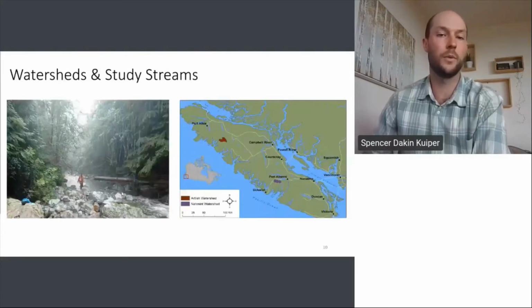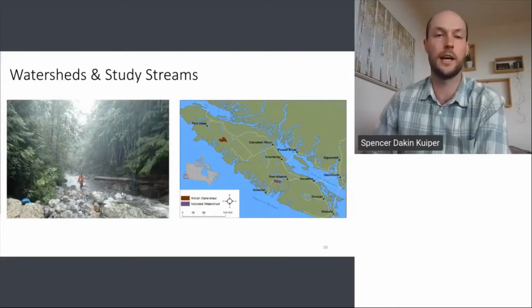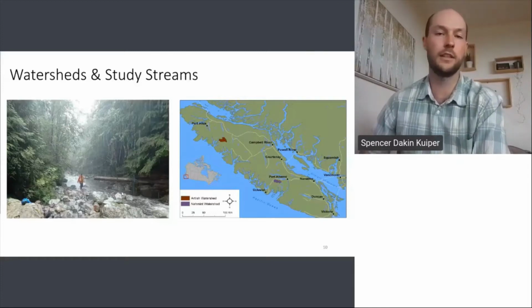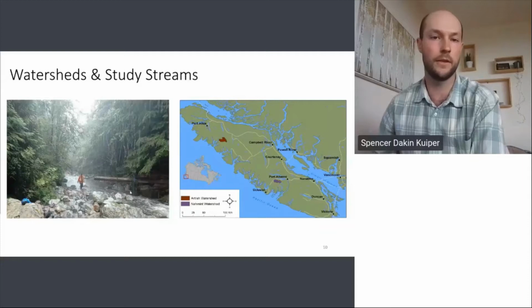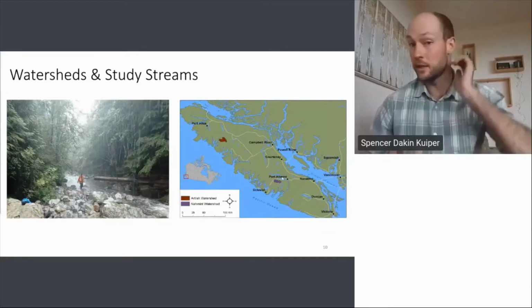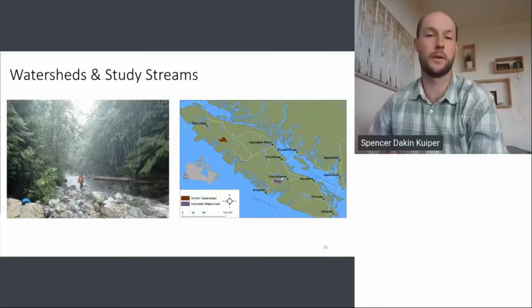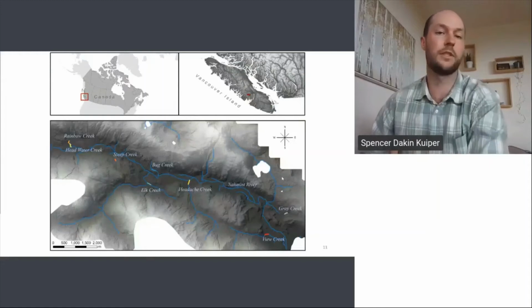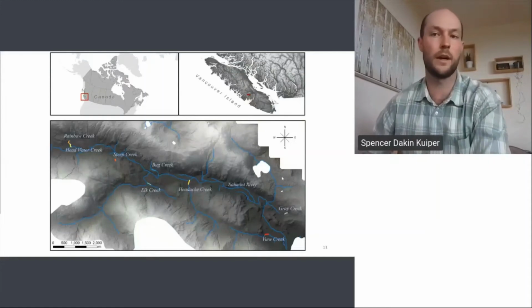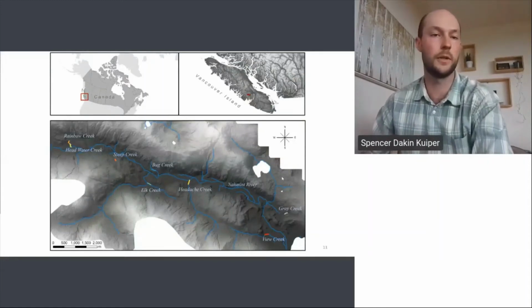So we looked at two watersheds on Vancouver Island, the Artlish watershed, kind of north central Vancouver Island, in between Port Alice and Campbell River, and the Namint watershed, which is south central Vancouver Island, right near Port Alberni. This is a close-up map of the Namint watershed where the rest of this research is focused.